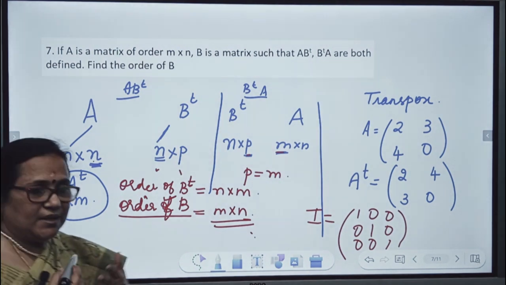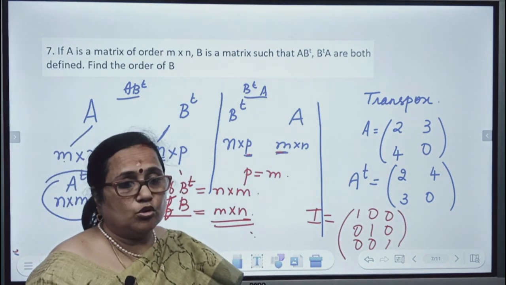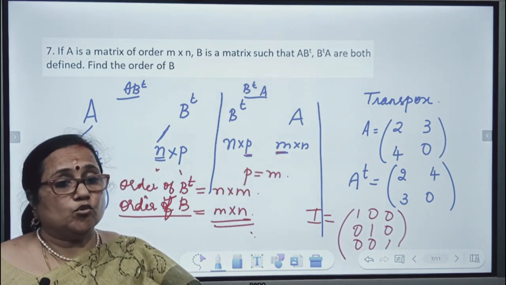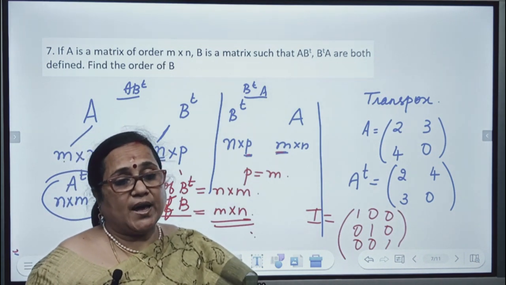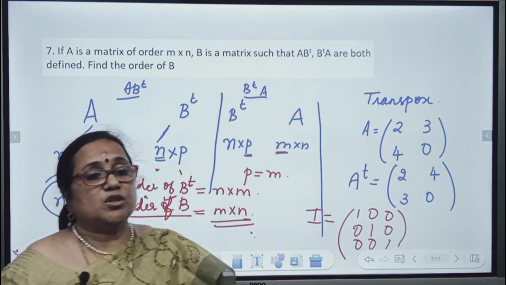Please go through all these problems and try some examples on your own. Give your own examples. Multiply, add, subtract, multiply by a scalar, find the transpose so that you are comfortable with the operations.